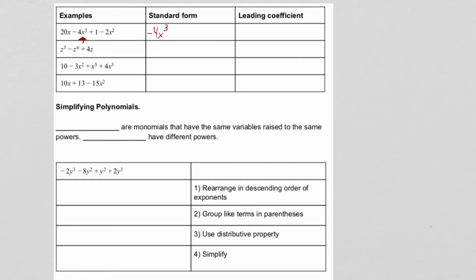Well, what's after 3 if I'm going in decreasing order? That would be 2. The next one, minus 2x squared. And then the one after that, plus 20x. And then the one after that, plus 1. So that's the standard form of basically this thing. And the leading coefficient simply says, what's the number in front of the variable on the very first term from standard form? And that makes our leading coefficient a -4.